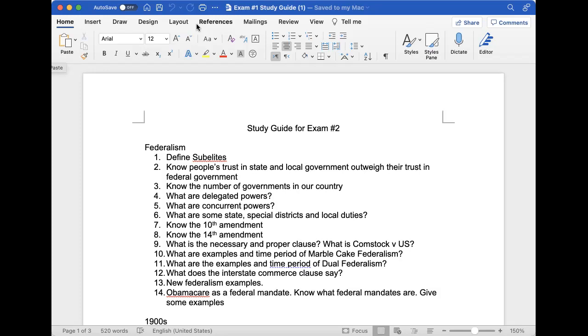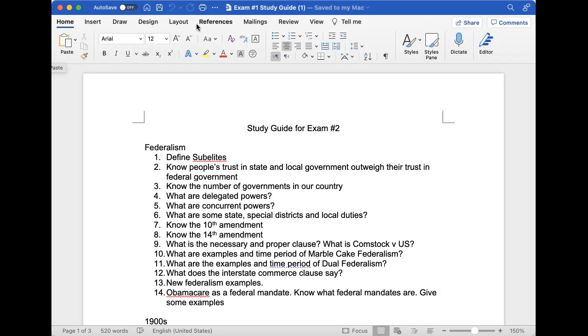Don't worry about the interstate commerce clause. No examples of federalism. We have a federal government, a state government, and a local government. Federal governments and state governments can share or can have concurrent powers like we discussed. Know what a federal mandate is, something like Obamacare.